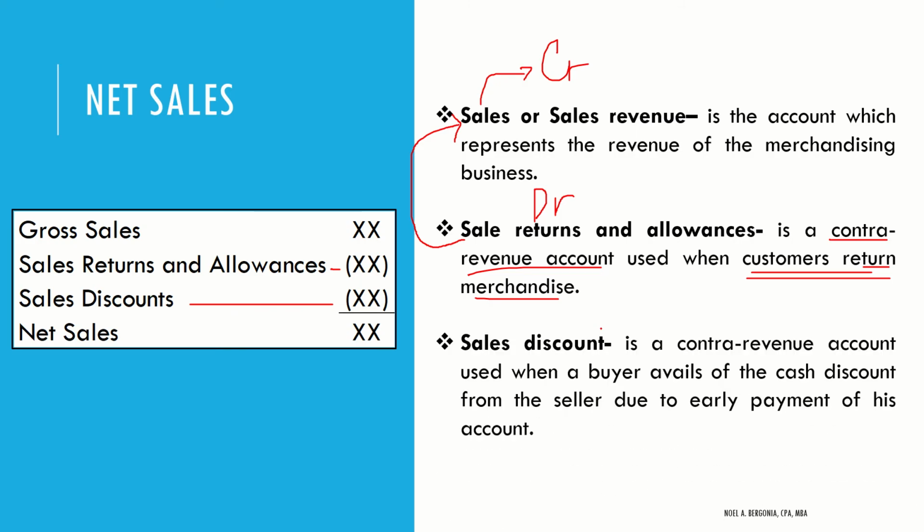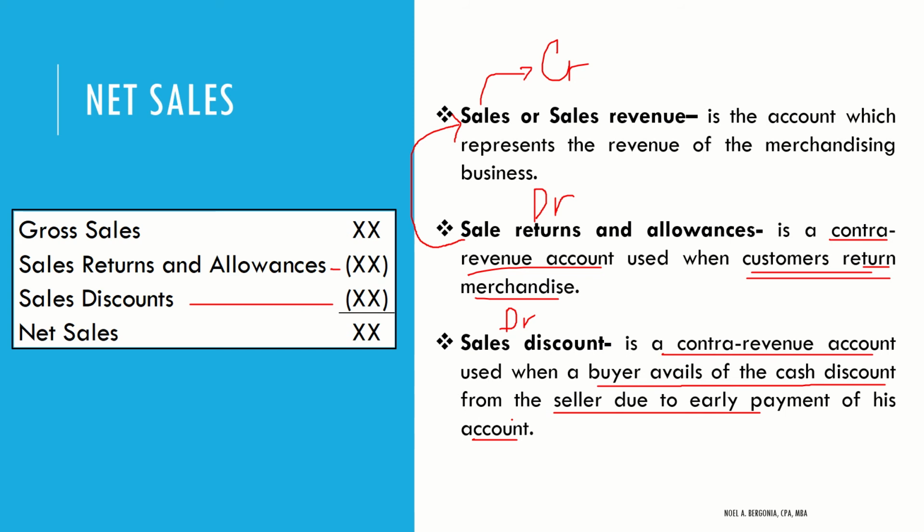Another account would be sales discount, which is another contra revenue account ulit. Kinokontra niya yung sales. Of course, the normal balance would be debit. Used when the buyer avails of a cash discount from the seller due to early payment of account. So, on our part as the seller, this would be recorded mamaya because the customer has paid his or her account ahead of the due date na binigay natin. Meron po tayong pag-uusapan mamaya na sources bakit po tayo nagkakaroon ng sales discount. So, take note of that.